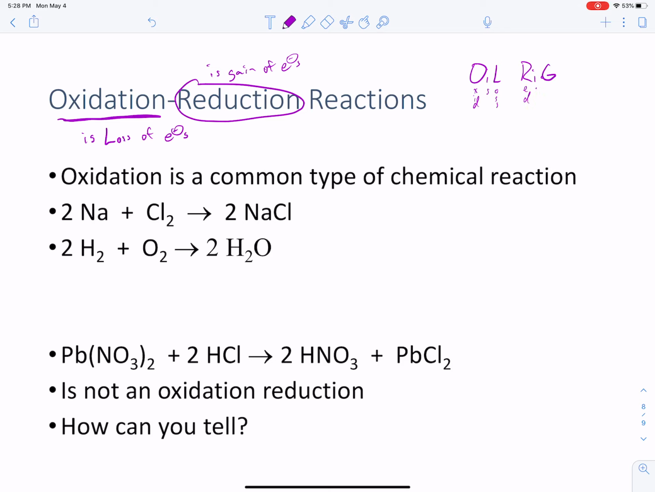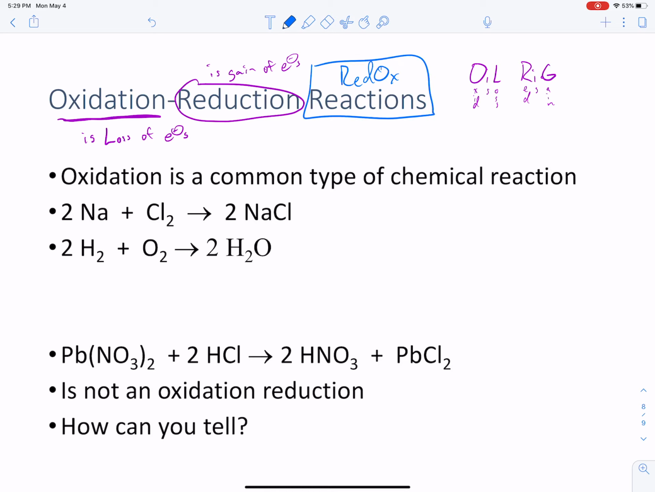Reduction is gain. Okay? That works pretty well for my brain. You need to figure out what works well for your brain. So oxidation is a really common type of chemical reaction. And anytime oxidation occurs, you're typically going to have a reduction occur too. That's why we typically call these things, more often than not, redox reactions, for reduction oxidation. Okay?